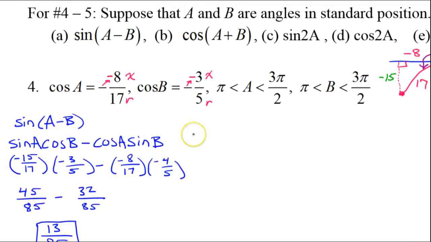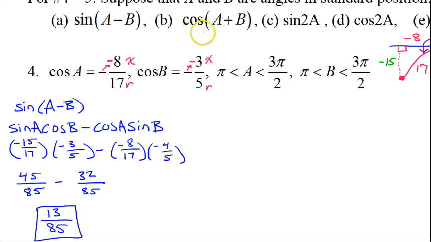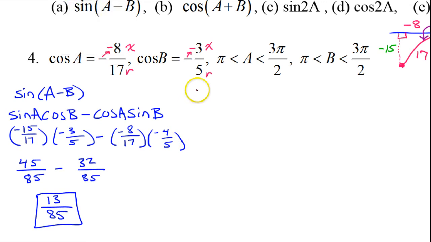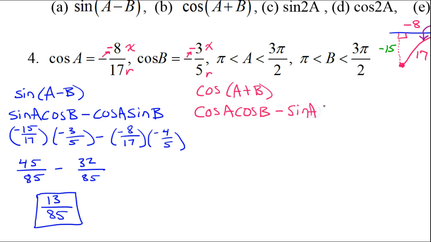Okay, great. What is next on the menu? Now we are supposed to find the cosine of A plus B. Alright, let me switch colors. And now let's do the cosine of A plus B. The formula says that this should be cosine A cosine B minus sine A sine B.